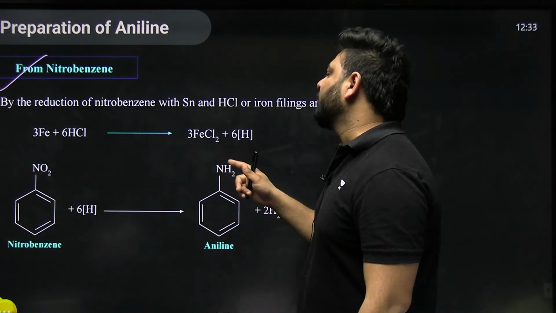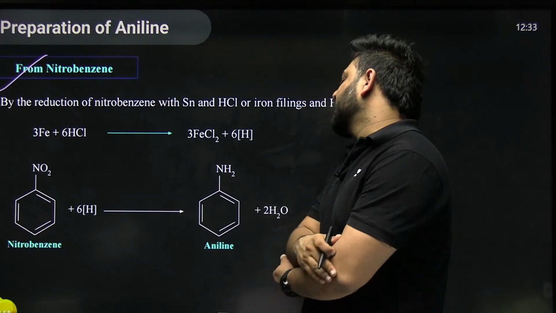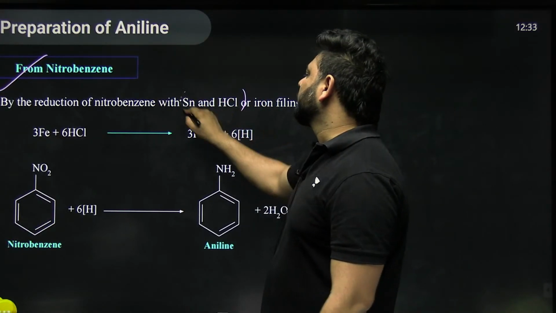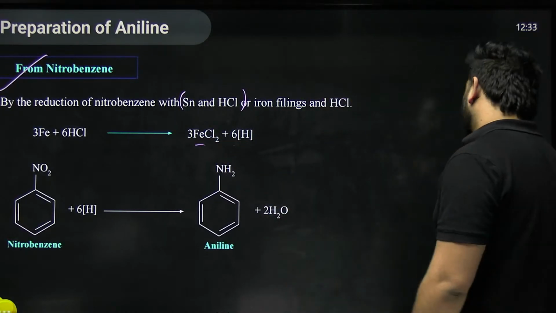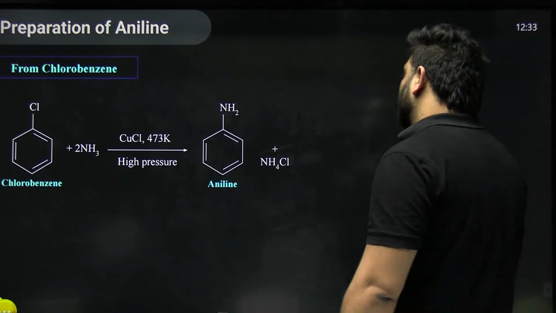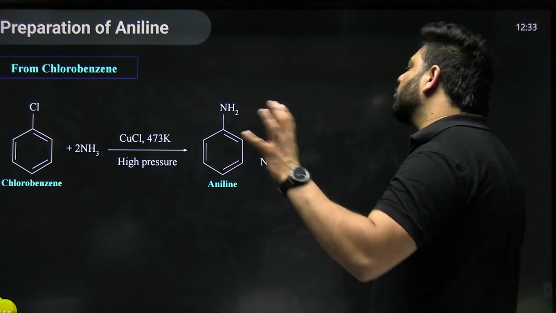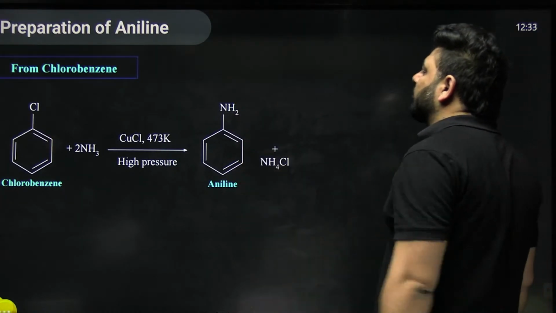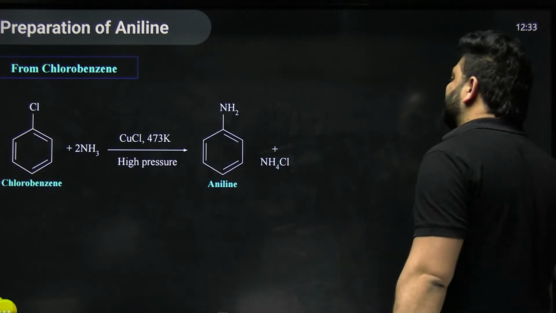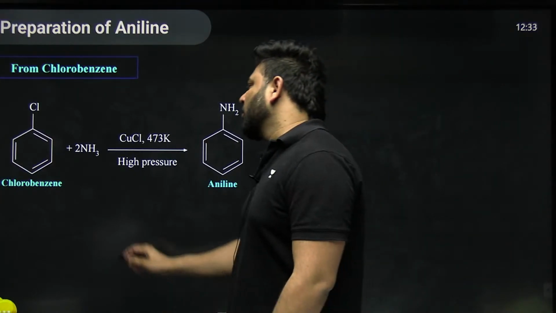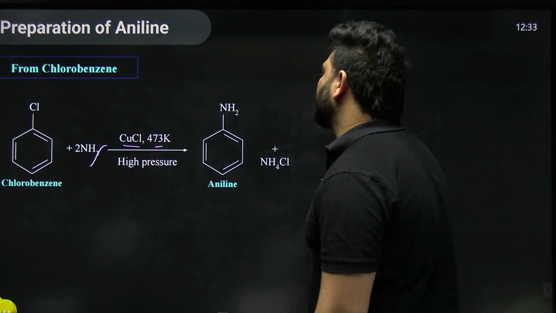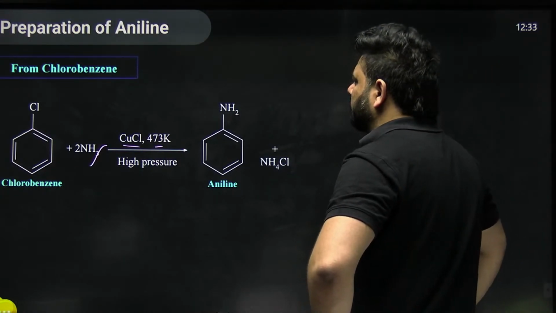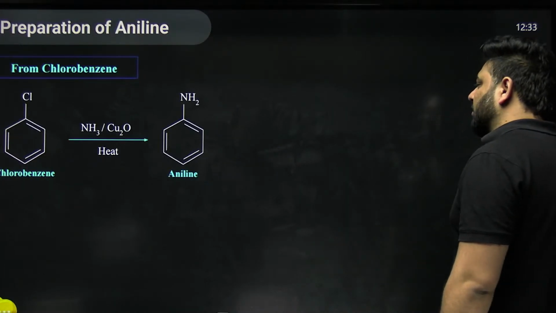So how is the electrophile formed over here? Let's say FeCl2 is there. We are simply using Sn/HCl, or iron and HCl, that will give you hydrogen to attack as a reduction. We are right now trying to form NH2, which is aniline. From chlorobenzene, we can react it with ammonia, with CuCl at high pressure, and it will give you aniline. We are trying to prepare aniline.